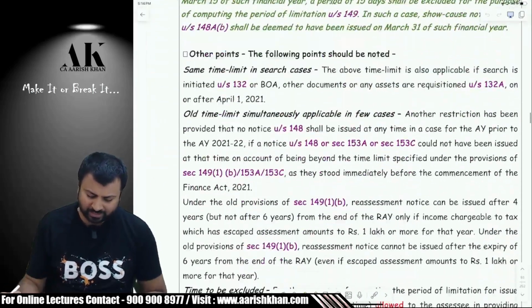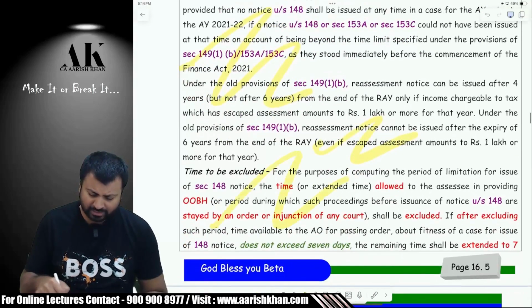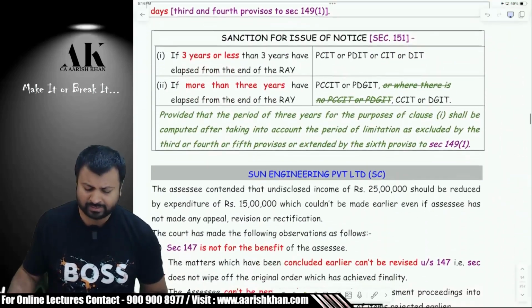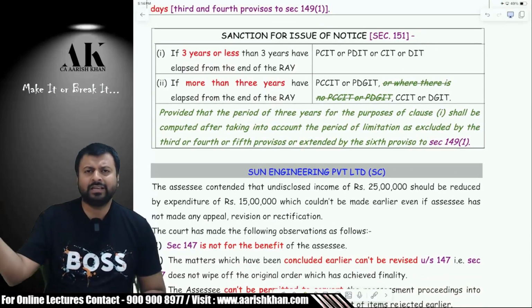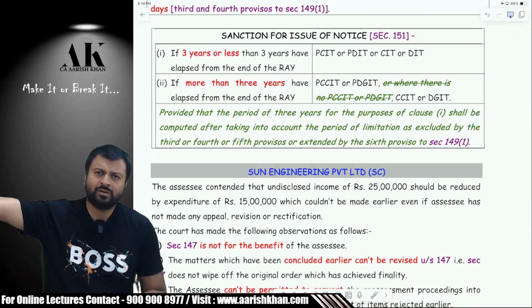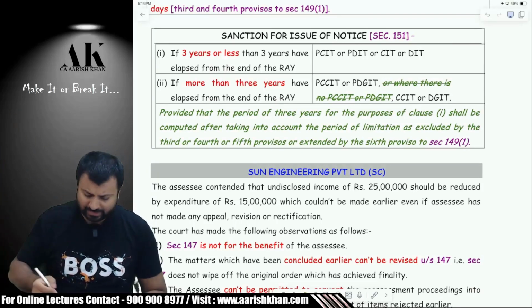Not very important, I don't think so. It's very important for exam. Okay. Now, then there is some old time limit which is mentioned over here. I'm not interested in the old time limit because the old time limit is just for your practical purpose, not for your academic purpose. Practically, it may be relevant because if somebody is getting a notice of 2018, 2019, 2020, the old time limit would be relevant. But academically, it is not relevant.